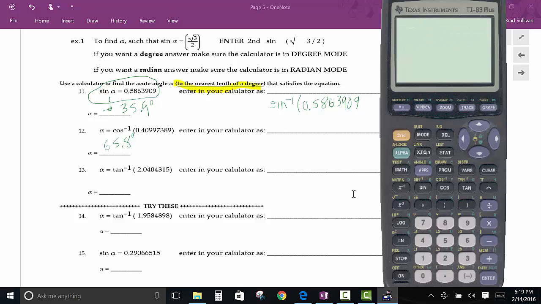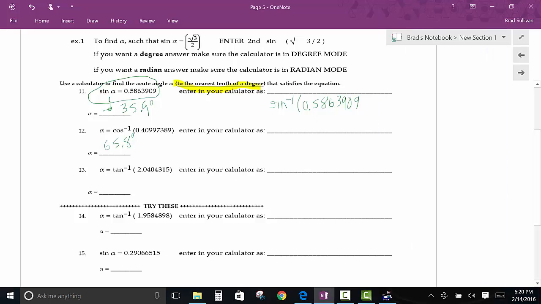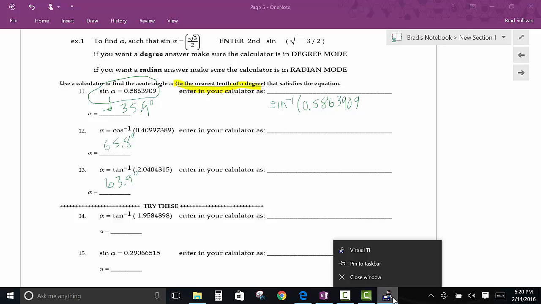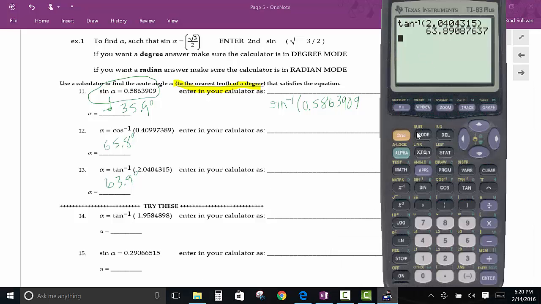Now on the next problem I'm going to go inverse tangent, then 2.0404315, close parentheses, press enter. That'll give the answer, so we're going to round that off to 63.9 degrees as an answer to that, okay? So that's how we get that. And again, I'll show you one more time because this helps you understand the relationship: if I did the tangent of the answer that I just got, then that would take me back to the beginning, like that.